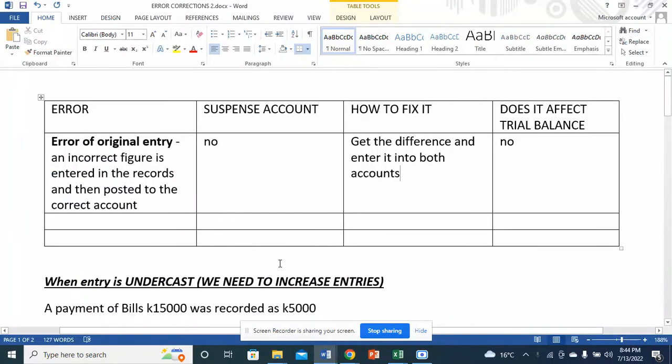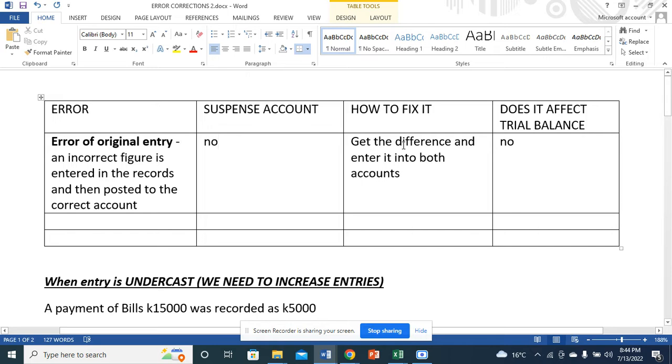All right, so we're still looking at errors and correction of errors. We're going to be looking at the error of original entry, where an incorrect figure has been posted to the account. This is where you're going to hear about undercast entries or overcast entries, which just means an incorrect figure has been put into the accounts. This error does not need the suspense account. And how we fix this error?